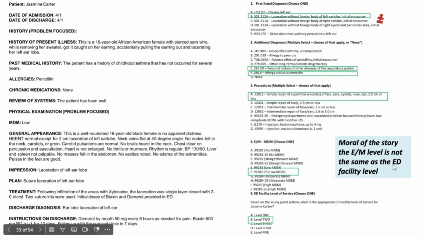So coders, when you did your homework, were these your answers? Or maybe not. Maybe you had an aha moment. But nonetheless, the moral of the story is that your ED level and your MDM are not always the same. So don't think you should make them the same.